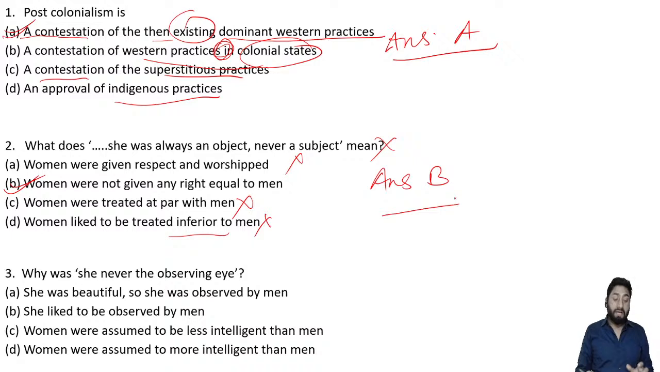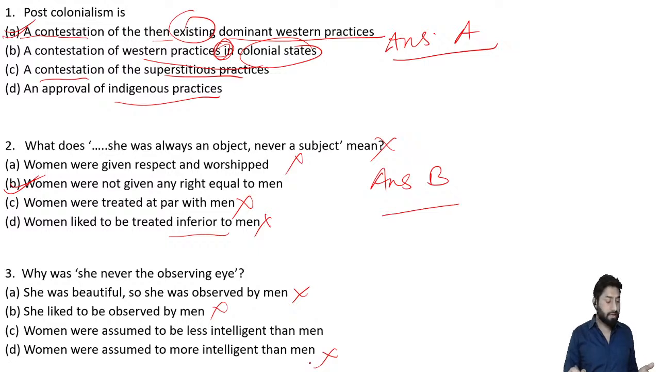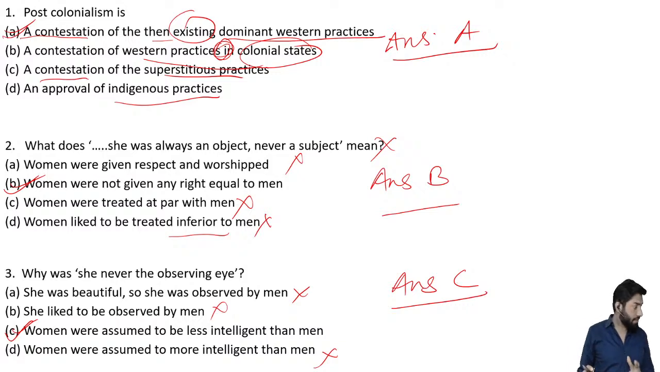Next, why was she never the observing eye? Question 3, this was at the beginning, right? In the beginning 2-3 lines: she was beautiful and so she was observed by men. She liked to be observed by men, and women were assumed to be less intelligent than men, and women were assumed to be intelligent than men. Only one option matches in the context of your passage, that is C. So the answer here is C. So the third question, the answer is C. I think most students must have marked this. You must have got it correct. So all these 3 questions.